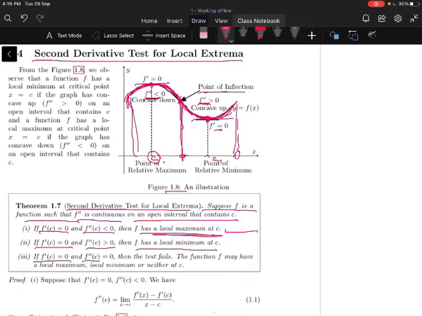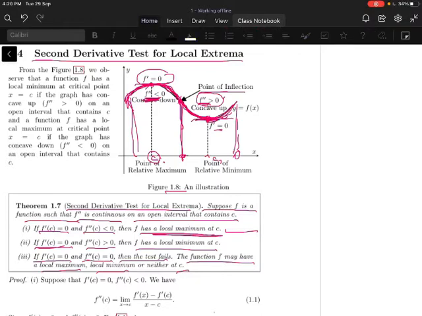The third one is, if f dash of c is equal to 0 and f double dash of c is also 0, then the test fails. So the function f may have a local maximum or a local minimum or neither at c. It means if f dash of c is equal to 0 and f double dash of c is negative, then the function has a local maximum at c. From this figure you can observe that. And moreover the second condition, f dash of c is equal to 0 and f double dash of c is positive, then the function has a local minimum at x equal to c.